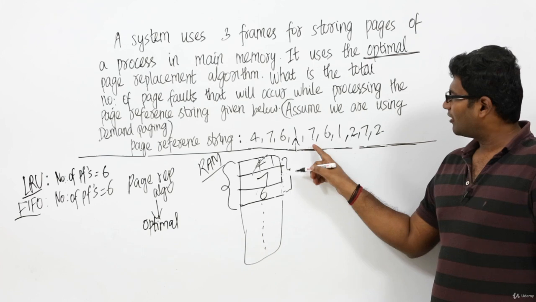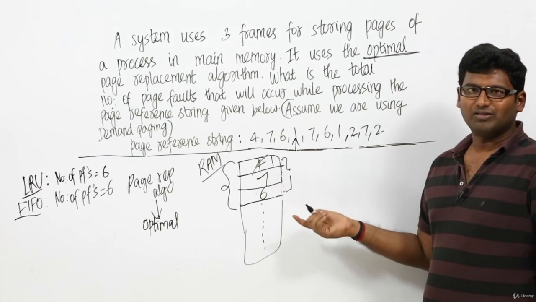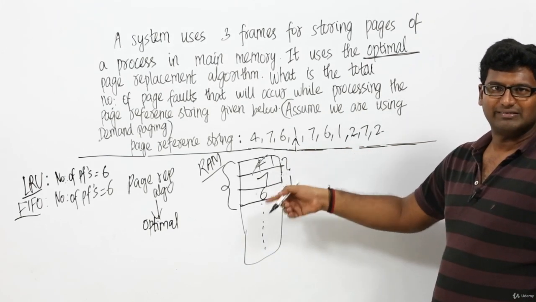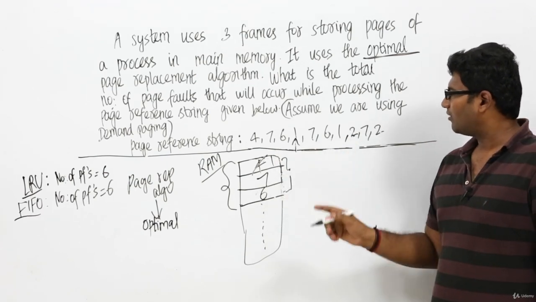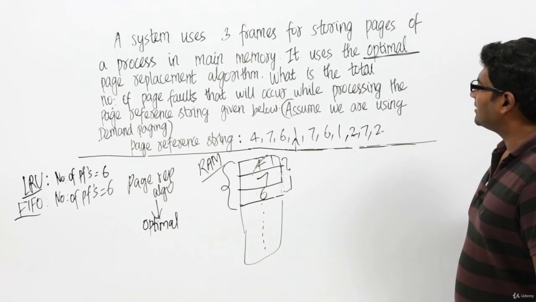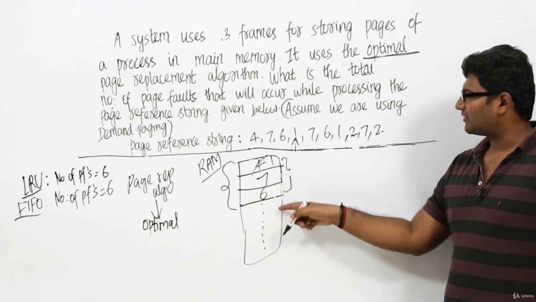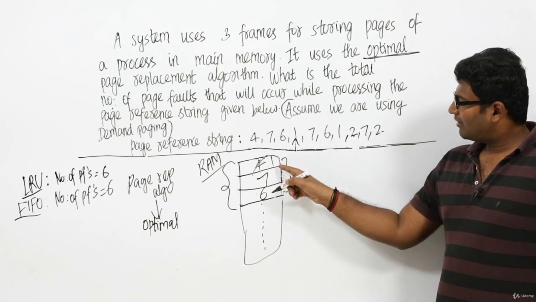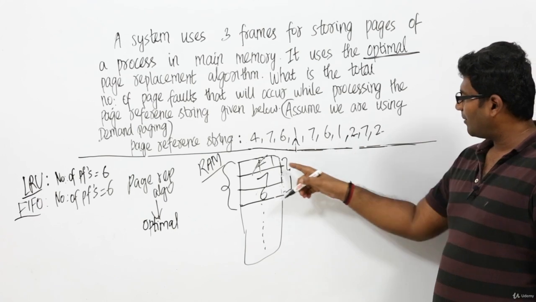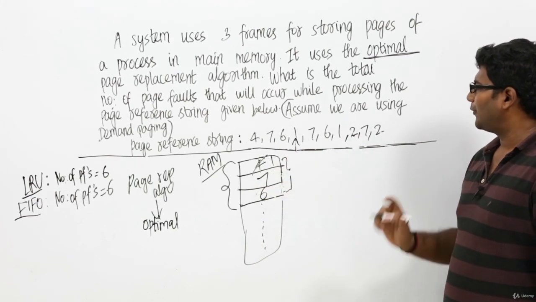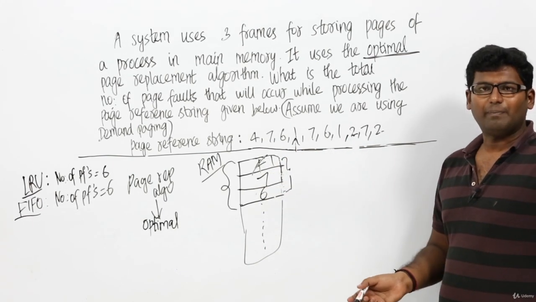Now again CPU is referring page number 7, no page fault, because we have intentionally kept page number 7 inside the RAM. Page number 6, no page fault. Page number 1, no page fault. Now CPU is referring for page number 2, right? Page number 2 is not present in the RAM. So we should be replacing one among these 3 pages with page number 2. Now which page should we replace?